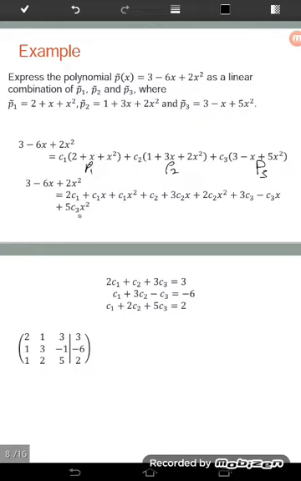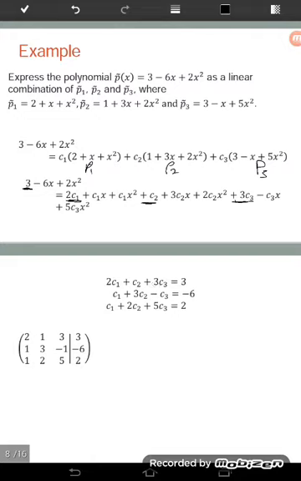And then after that, comparing both sides, right with left. Okay, so constant with constant. So on the left side we have 3. And then the right side we have 2C1, plus C2, plus 3C3. Okay, so 2C1 plus C2 plus 3C3.